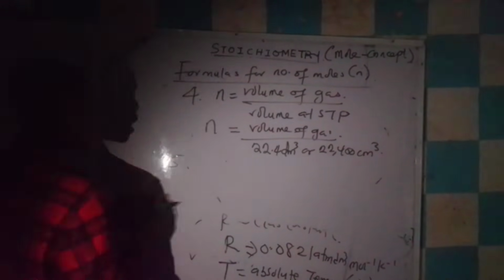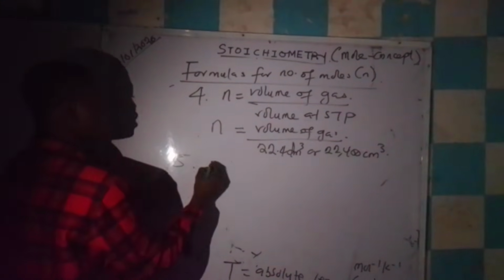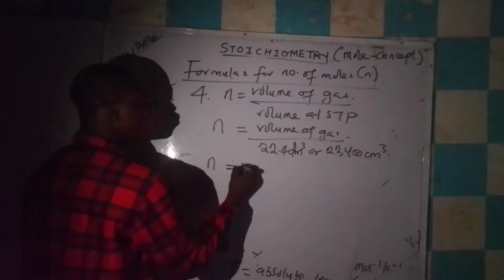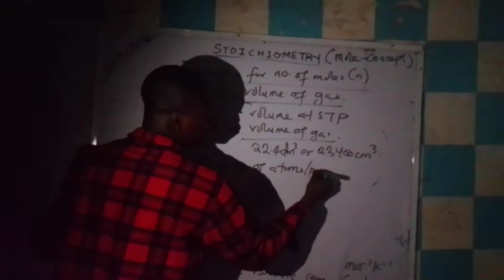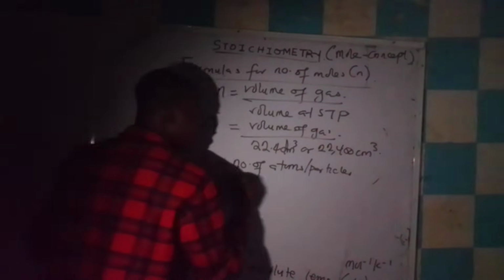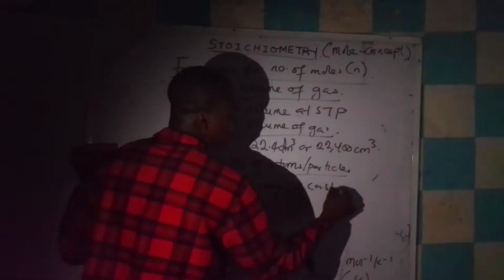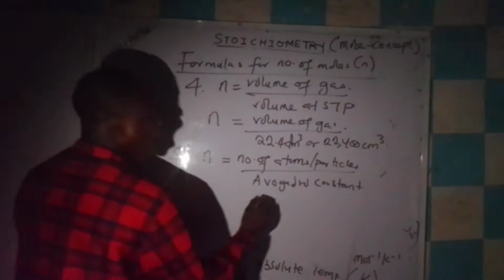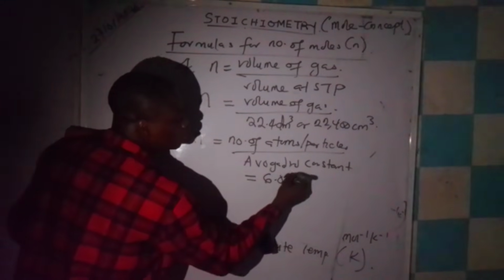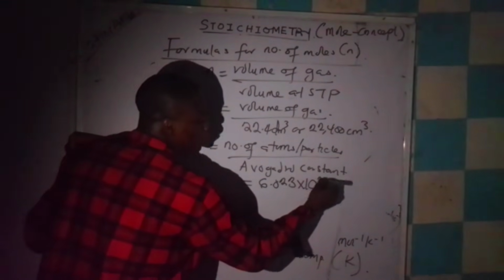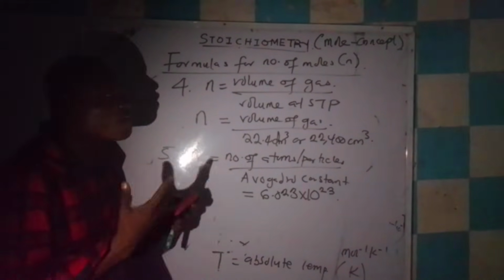The next one is number 5, the last one under the number of moles. The number of moles equals the number of atoms or particles divided by the Avogadro constant. And my Avogadro constant is 6.023 times 10 to the power 23. Those are the formulas for the number of moles.